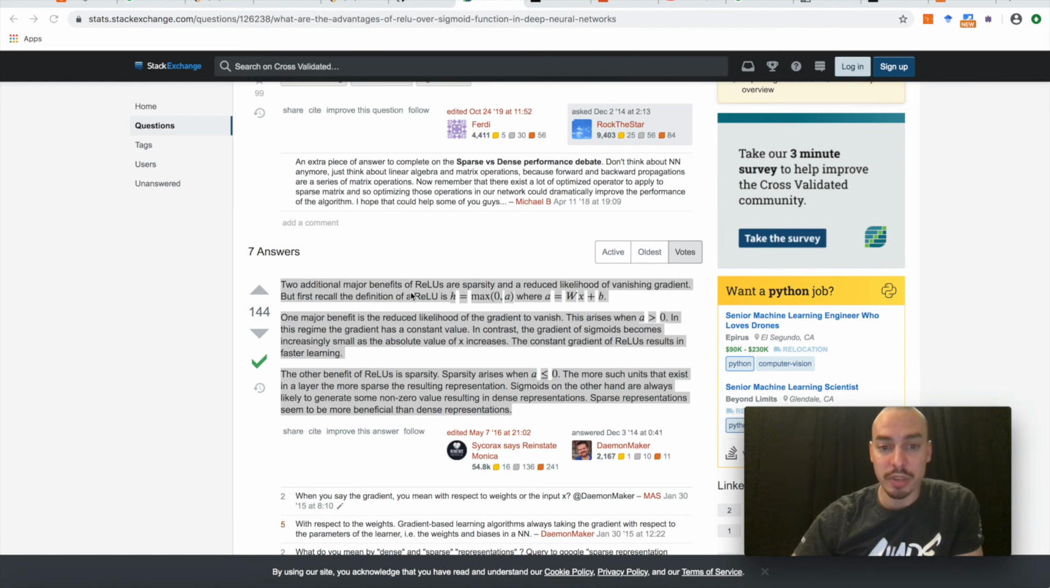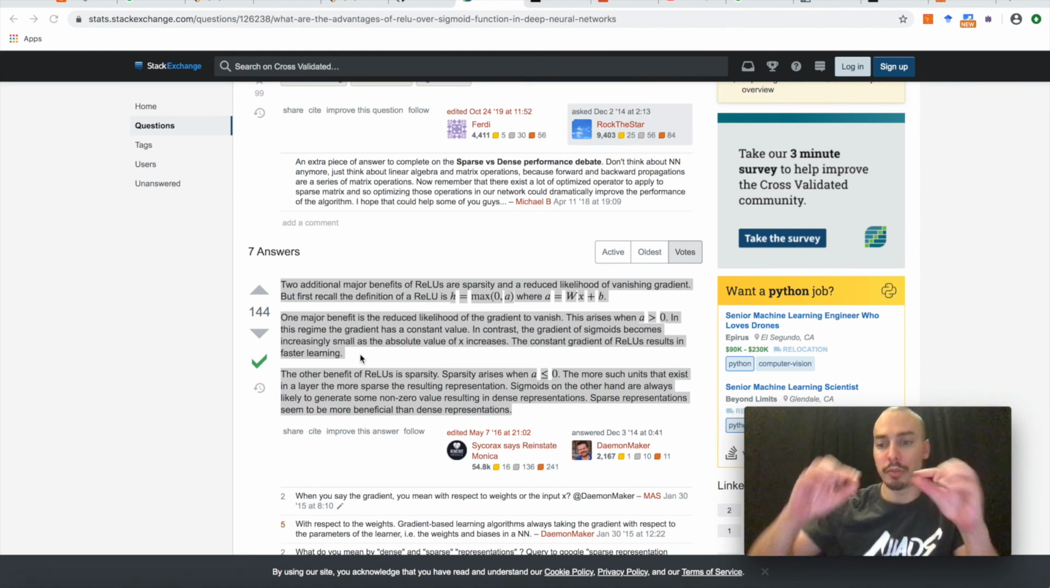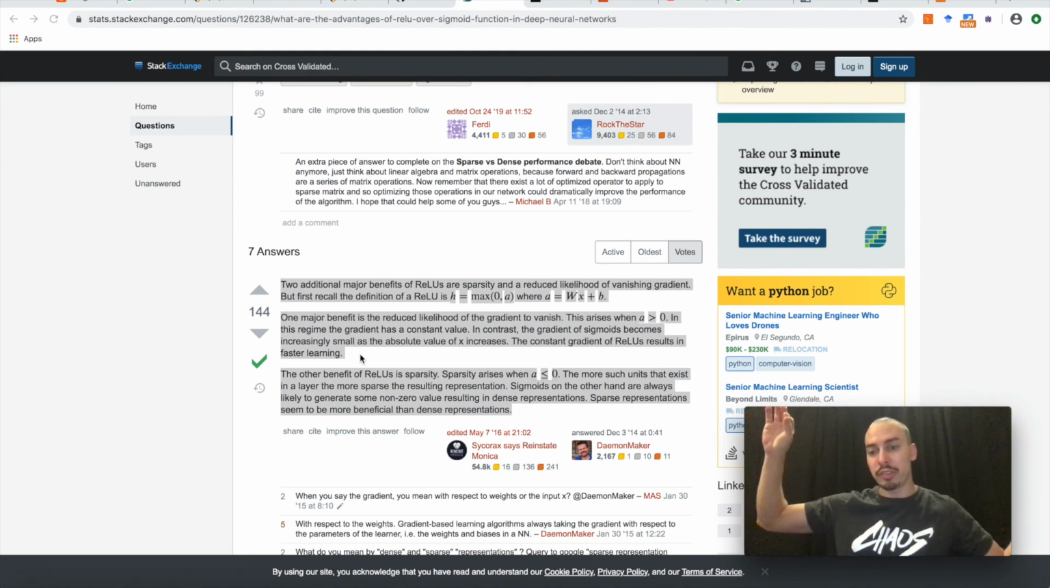The 2 additional major benefits of ReLU are sparsity and reduced likelihood of the vanishing gradient. Recall again that ReLU is max of 0 and a, where a is the output of your linear weighting and bias. The major benefit is the reduced likelihood of the gradient to vanish. That arises when a is greater than 0. Then the gradient has a constant value. In contrast, the gradient of sigmoid becomes increasingly small. You remember, as we asymptotically go to 1 or 0, there's nothing much going on anymore. It's just a 0 gradient there.